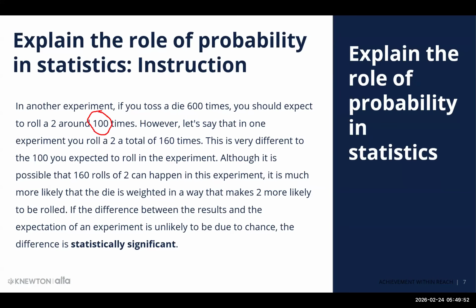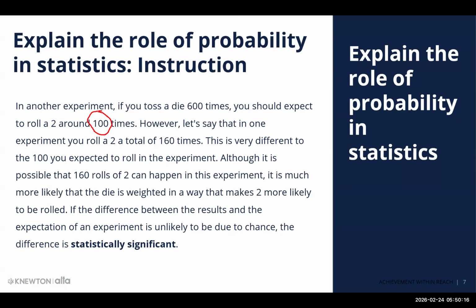So you wouldn't be too surprised if you roll the dice 600 times and get 99, 101, or even a little bit more different. I think even up to like 85.